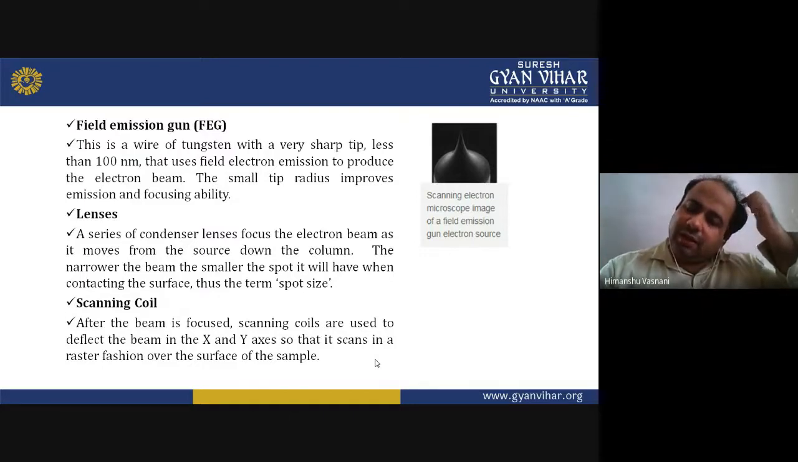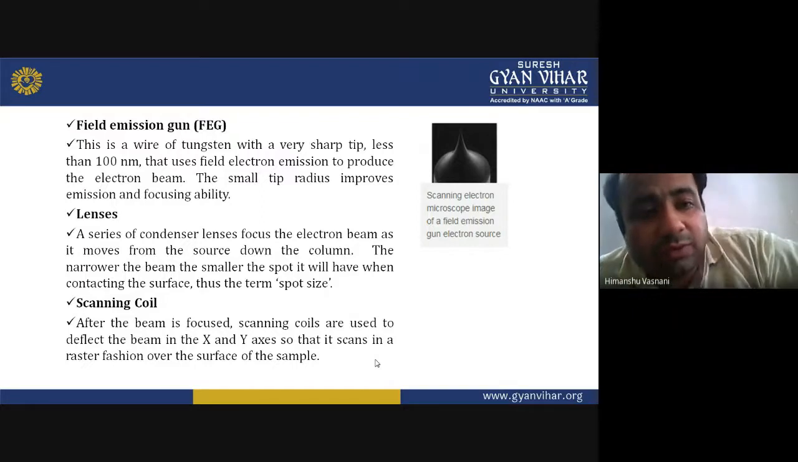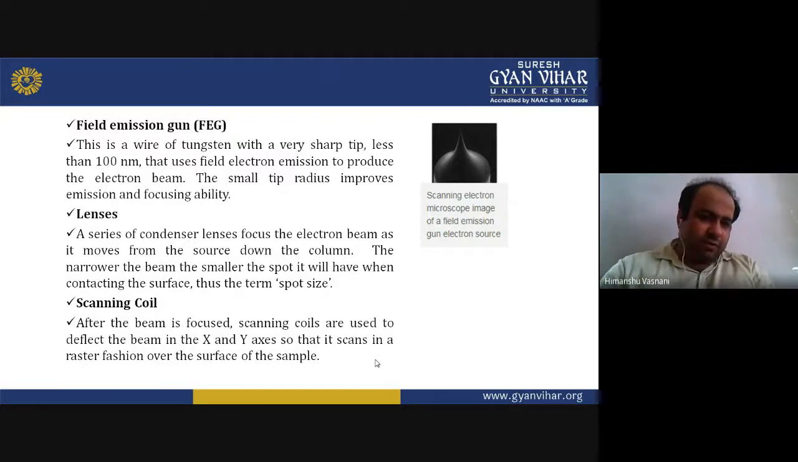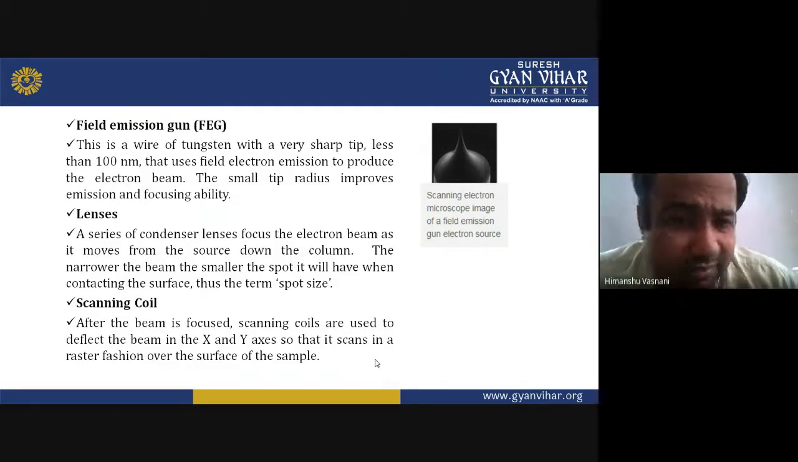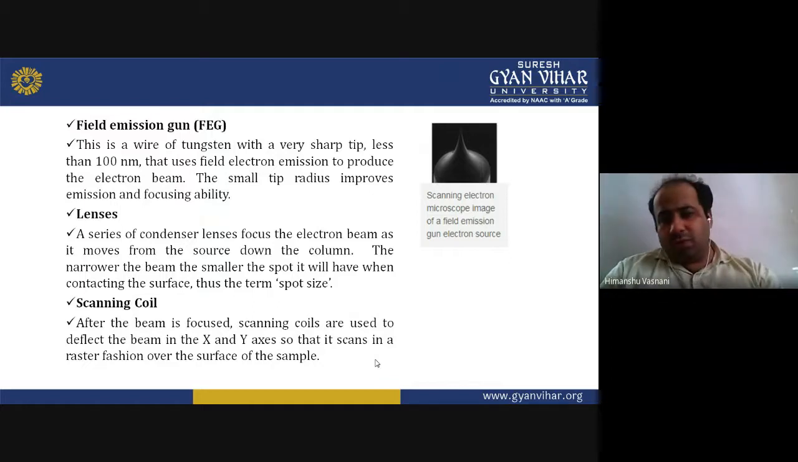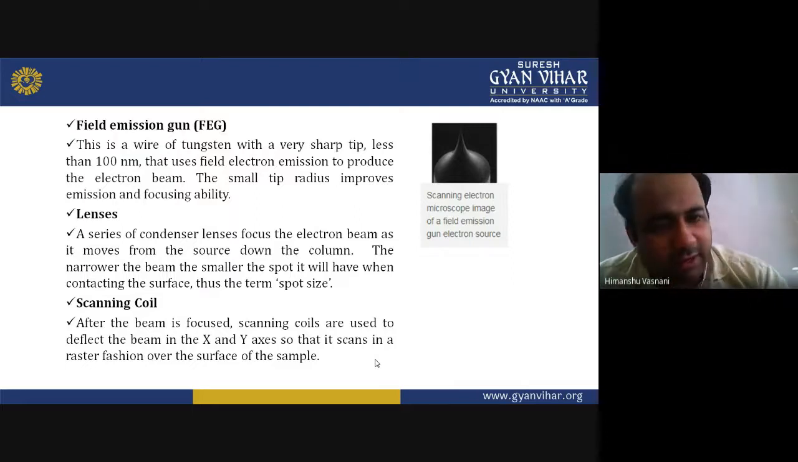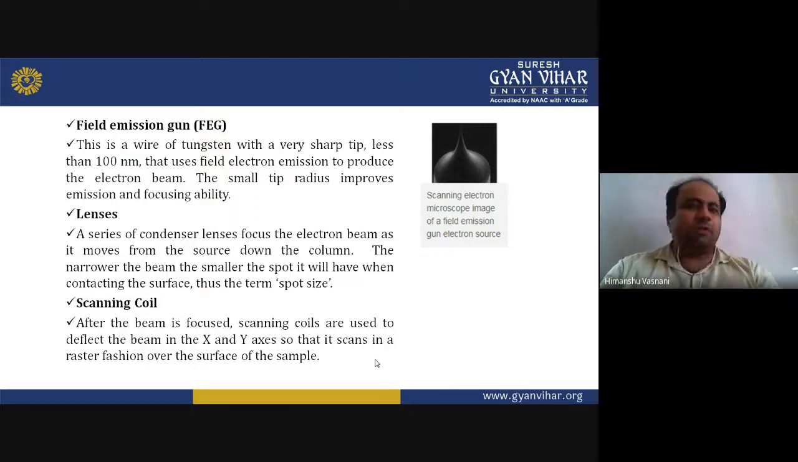Now the important term, lenses. A series of condenser lenses focuses the electron beam as it moves from the source down the column. The narrower the beam, the smaller the spot it will have when contacting the surface. This is termed the spot size.